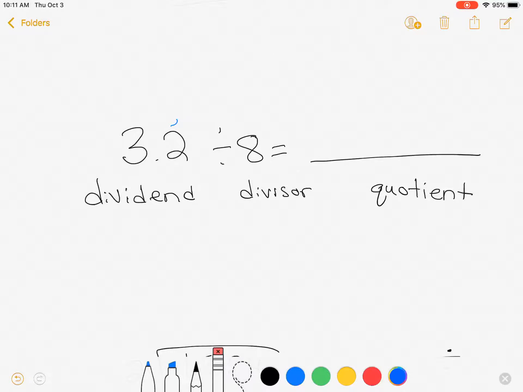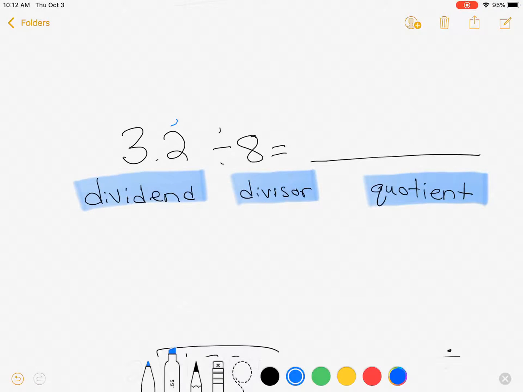Okay, so we were just writing in our notebooks about our vocabulary words: dividend, divisor, and then the answer will be a quotient. So 3 and 2/10 divided by 8. Who can tell me the shortcut way to solve this problem? Logan? Wouldn't you do 8 divided by 3 and 2/10? No, the dividend comes first. That is the number that we are breaking apart. So 3 and 2/10 divided by 8.